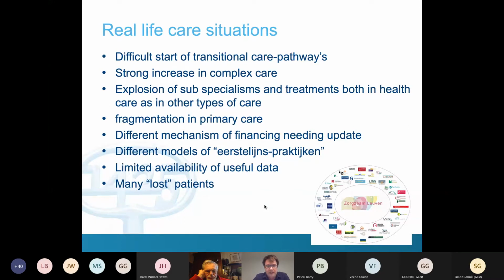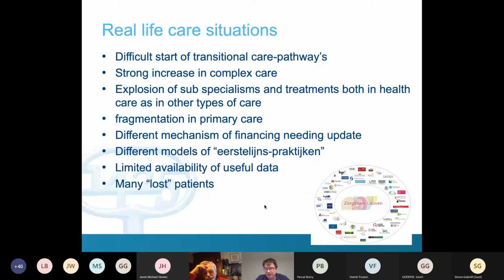There is a strong increase in the complexity of care. As I said before, we have a very strong increase in patients having multimorbidity. The more we know, the more complex multimorbidity and the care for those persons become. We see an explosion of specialisms, subspecialisms, and treatment, and that's not only in healthcare, but in all types of care.